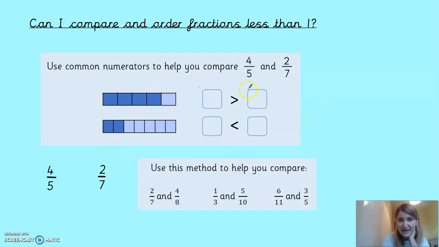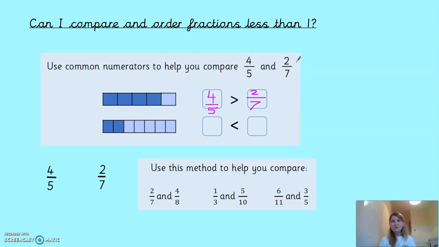There's a couple of reasons. I know that fifths are going to be larger than sevenths because it's cut into fewer parts. And if I've got more fifths than sevenths anyway, that only confirms further that 4 fifths will be more than 2 sevenths. Yeah? So I've used both bits of knowledge there. I've used looking at my denominators, knowing that the bigger the denominator, the smaller the fraction. And then if my numerator's less as well, then that confirms it for me.